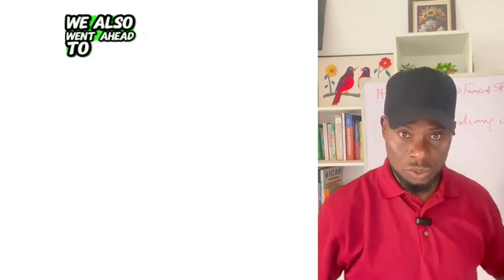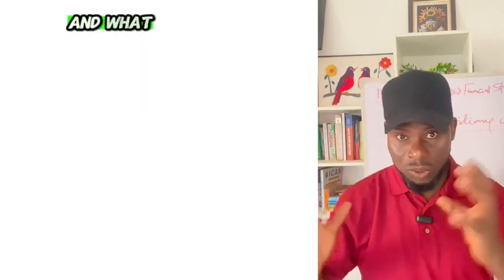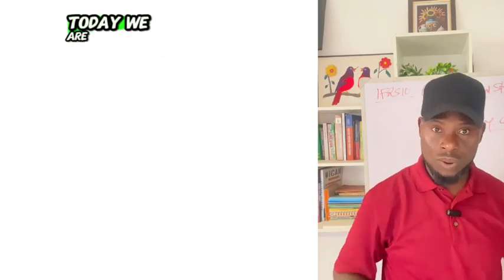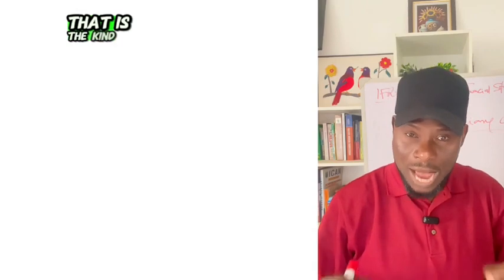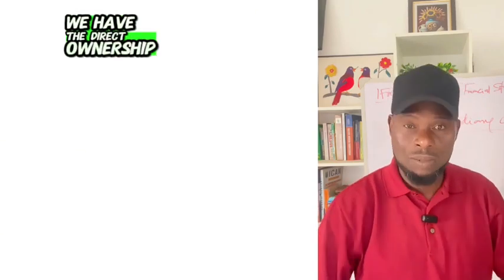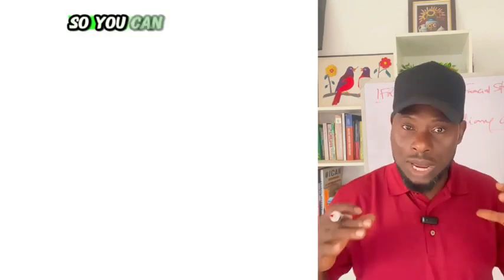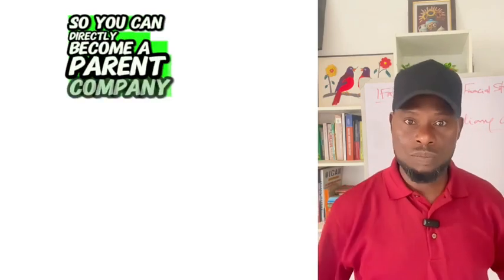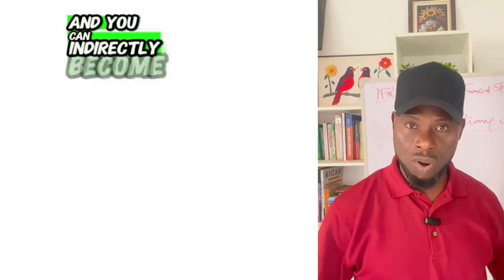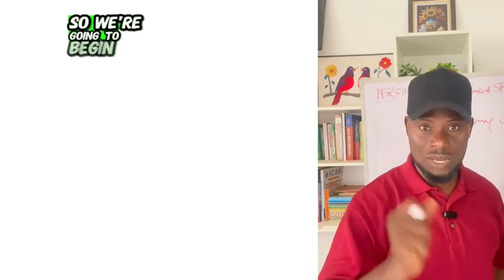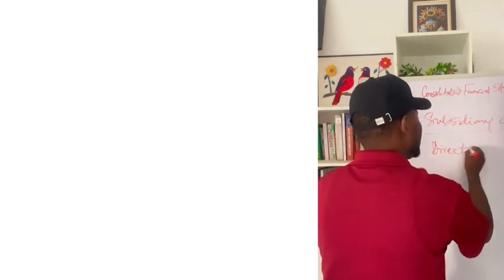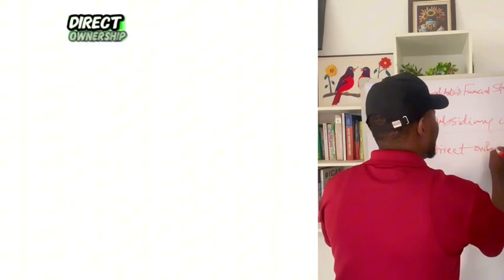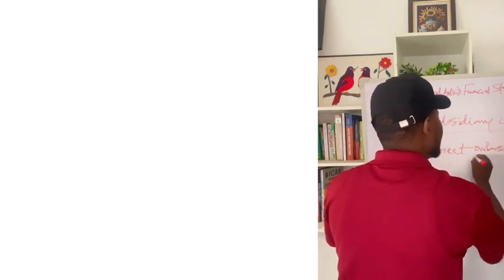We also went ahead to define what the parent company is and what the subsidiary is. Today, we're going to look at how you can become a parent. That is a kind of holding. We have the direct ownership and we have the indirect. So you can directly become a parent company and you can indirectly become a parent company. So we're going to begin with direct ownership or holding. Direct holding.